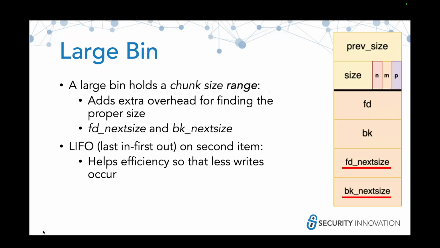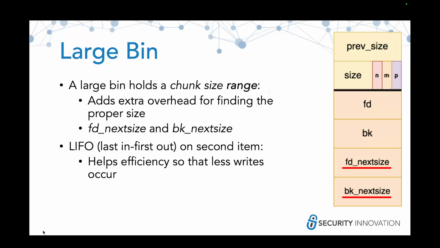And this is kind of interesting. The FD and the BK fields act as pointers to the next chunk that's ordered in the linked list, but the FD next size and BK next size are pointers to the different sizes of chunks in the linked list. So this is really helpful because I don't have to go hex 210, hex 210, hex 210. I can go, oh, is hex 210 big enough for what I need? No, I'm going to jump all the way forward now.